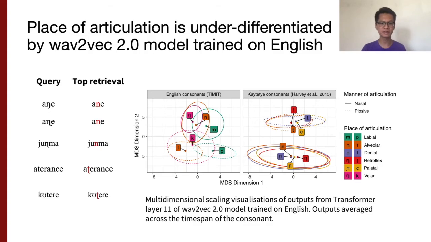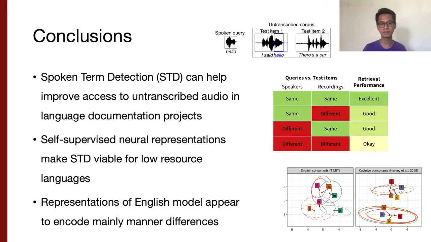So to wrap up, we can see that spoken term detection can be used to help improve access to untranscribed speech in language documentation projects, and that self-supervised neural representations are particularly promising ways to be able to train on untranscribed speech in these lower resource languages. The pre-trained English model that we evaluated under-differentiated place contrasts, which matter a lot more in the Australian languages. So one of the things we're currently piloting is ways to address this issue.